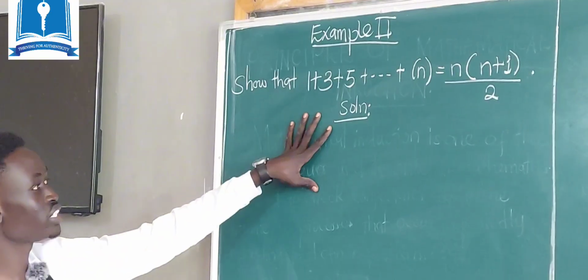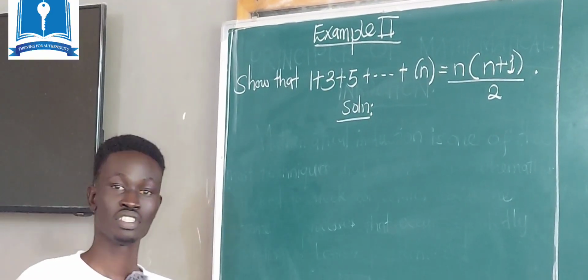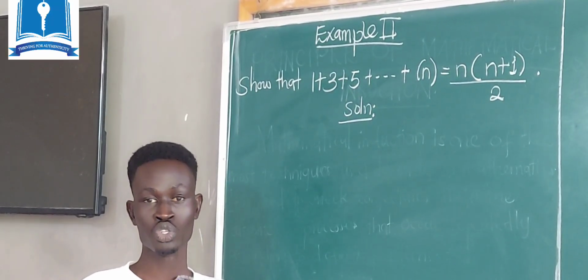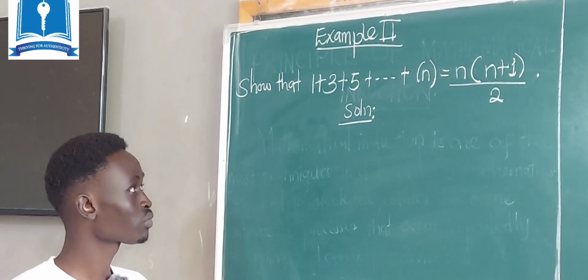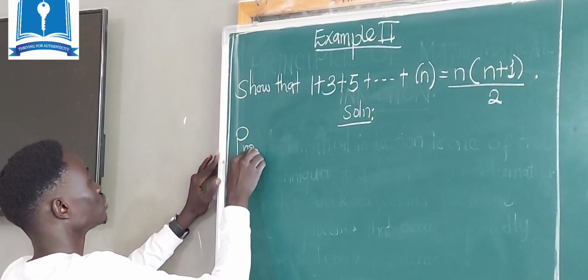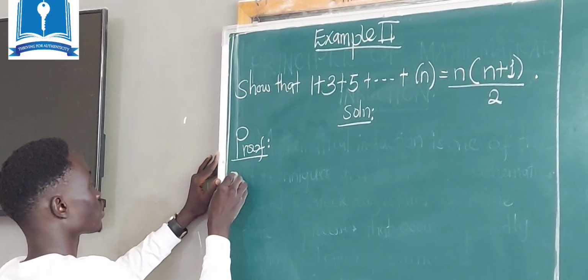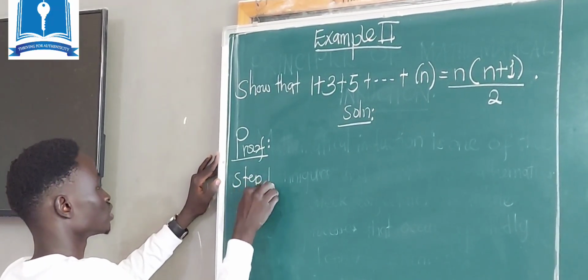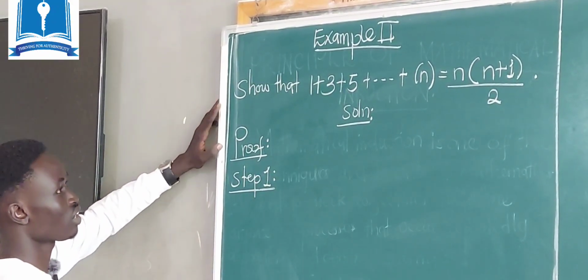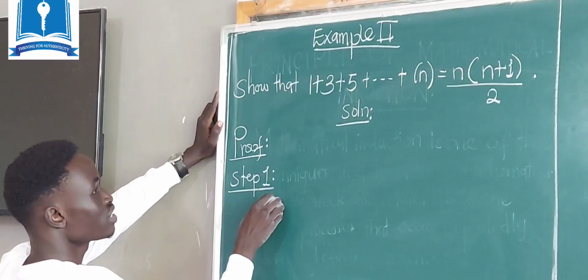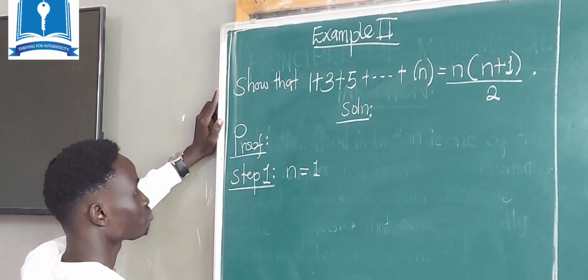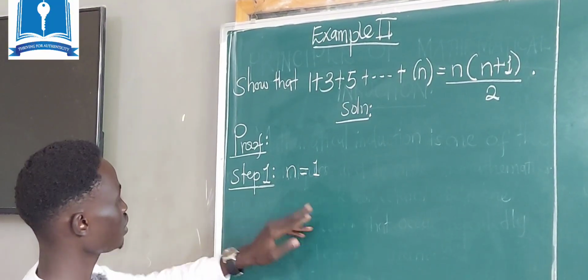So example 2, it is just the same way you are going to solve it. The same 3 steps that we have used in the first example, the very steps that we will use also in this very example. So now let us see. Step 1, let us now prove n equals to 1. So now we are proving that n equals to 1.